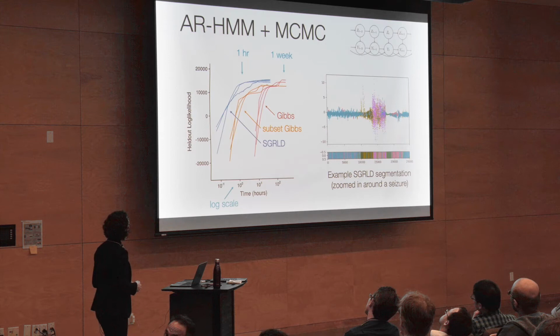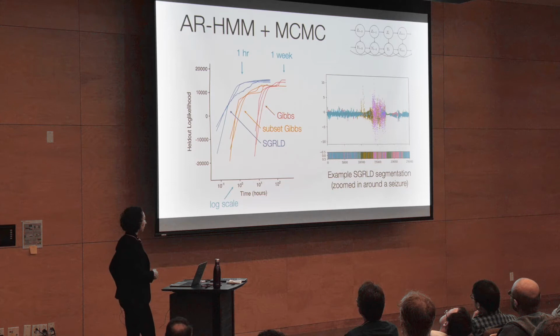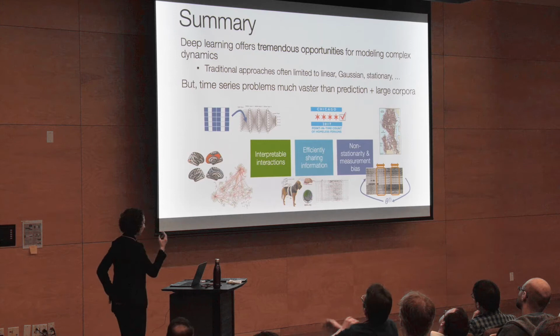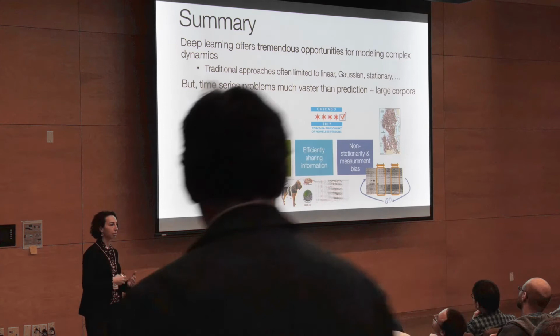So we're also showing just what an example segmentation looks like here. Okay, I'll stop there and just wrap up by saying that I think there are a lot of opportunities for using neural network models to model complex dynamical processes to move us beyond our standard linear Gaussian assumption.